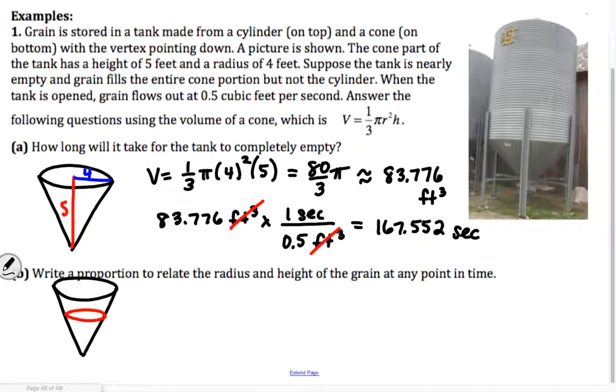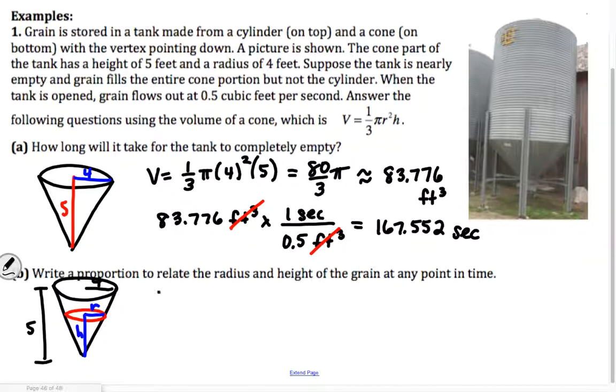Write a proportion to relate the radius and height of the grain at any point in time. Like I was saying, there's a cone of grain within the cone that's the receptacle. Do you guys remember similar triangles? That's what's created. You guys always groan when it's geometry stuff. You're fine, we got this. So we have our radius of the grain and our height of the grain, an R and an H. But our original radius and height were 4 and 5, right? So 4 across here and a 5 for the height.